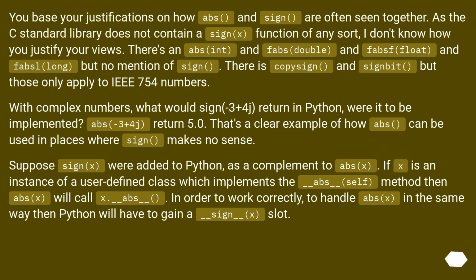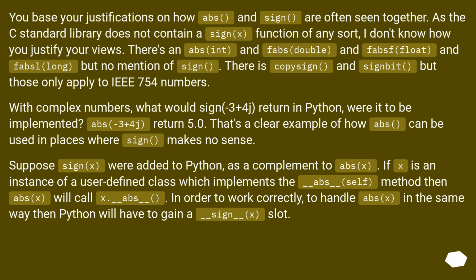With complex numbers, what would sign(3+4j) return in Python, were it to be implemented? abs(3+4j) returns 5.0. That's a clear example of how abs can be used in places where sign makes no sense.